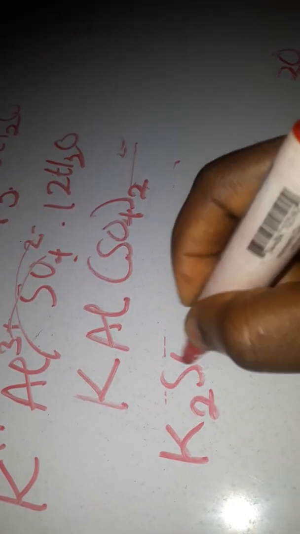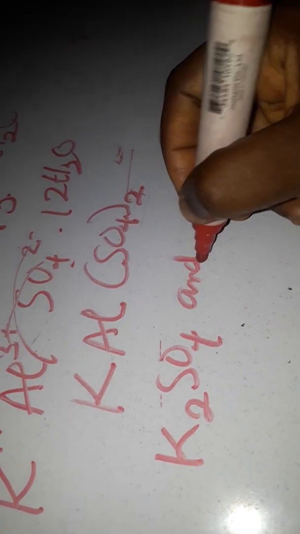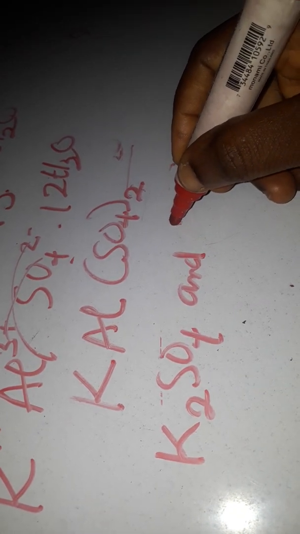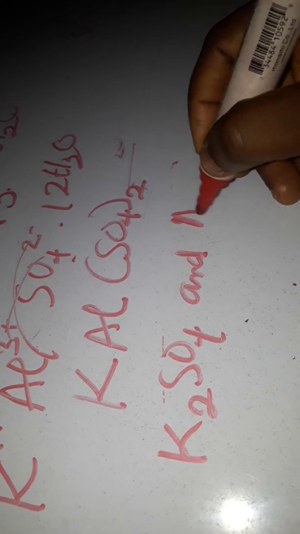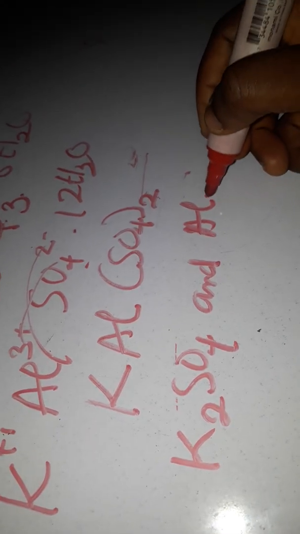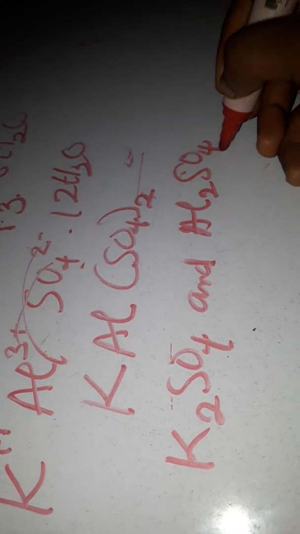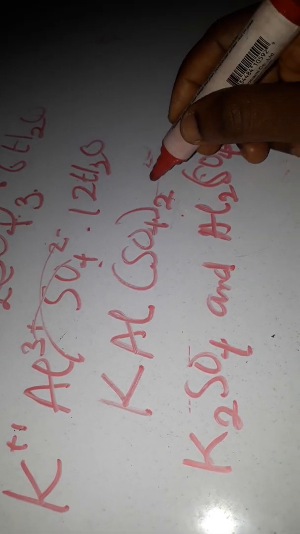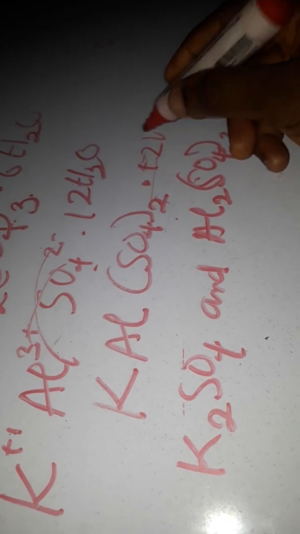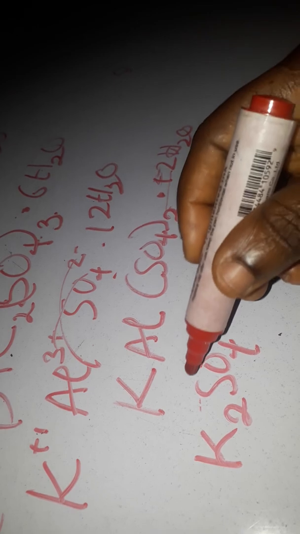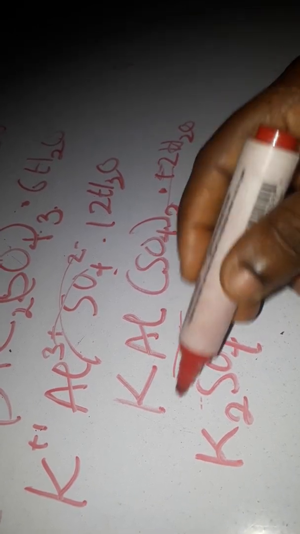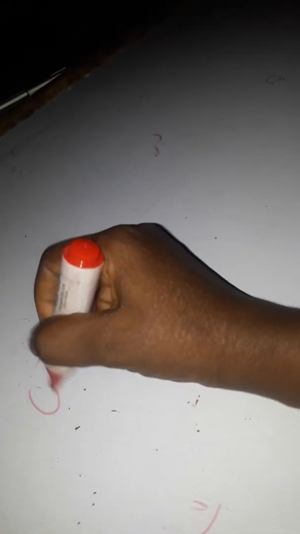We dissolve this compound and aluminium sulfate in water, you get this dot 12H2O. Now these are examples of double salts. You can see 2 different positive ions and 1 negative ion, and the last one is the complex salts.